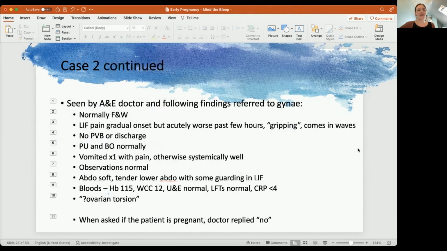This was, again, a real patient that was referred to me, so that's why it's very specific. Sorry about that. She was seen by an A&E doctor, and then I got a call as the gynae reg, referring this patient to me.